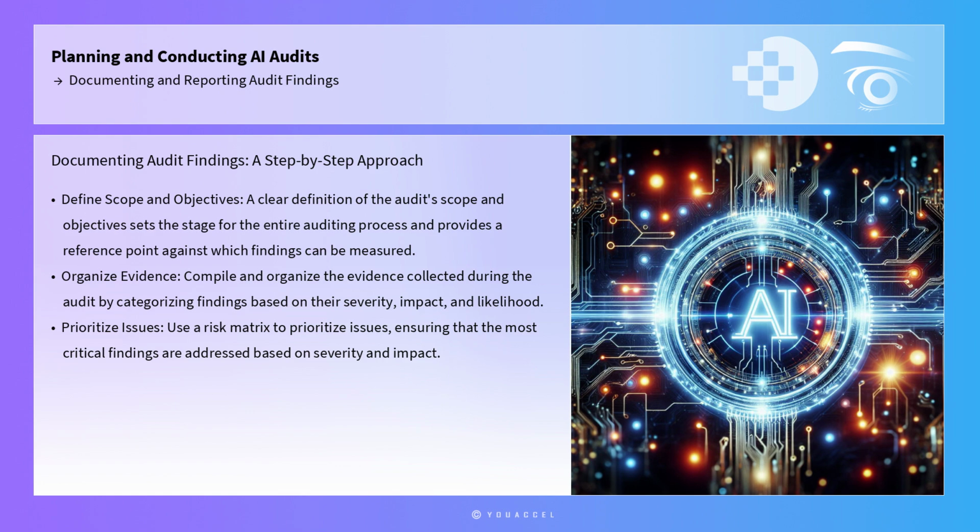A step-by-step approach to documenting audit findings begins with a clear definition of the audit's scope and objectives. This sets the stage for the entire auditing process and provides a reference point against which findings can be measured. Next, the auditor should compile and organize the evidence collected during the audit. This involves categorizing findings based on their severity, impact, and likelihood, often using a risk matrix to prioritize issues.